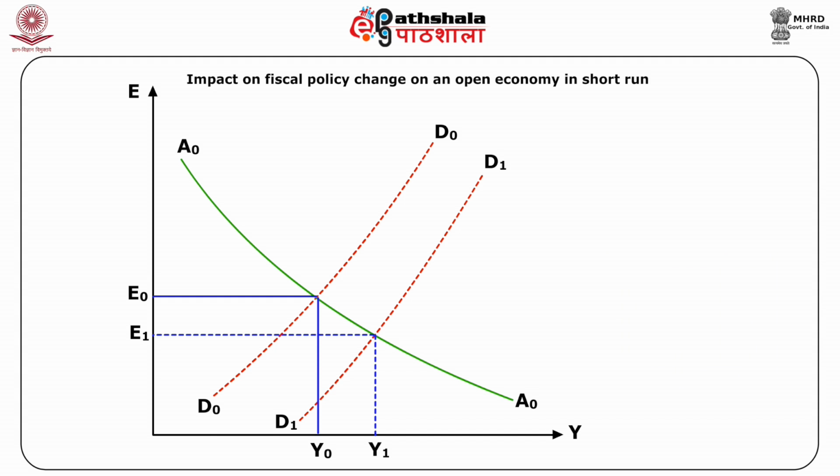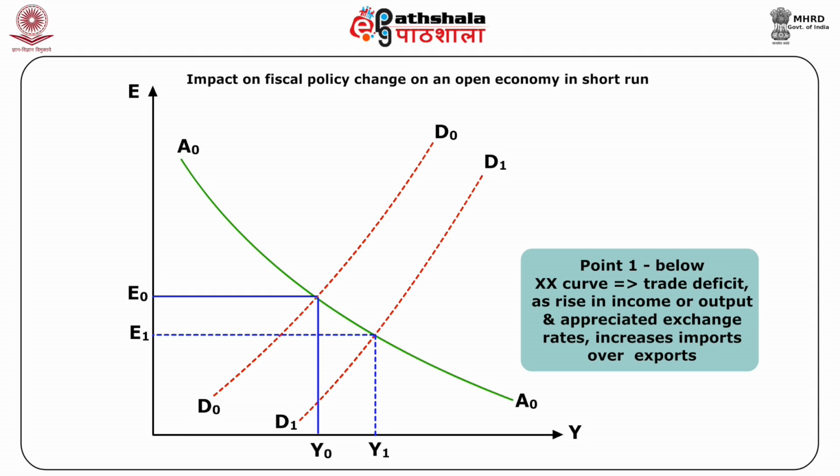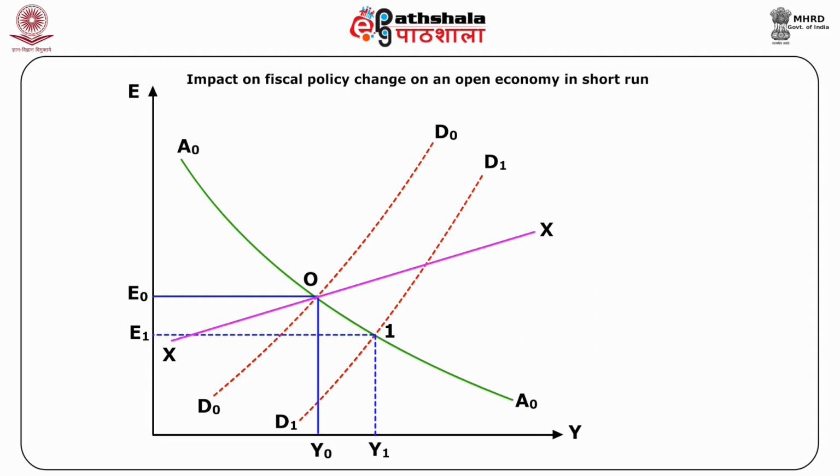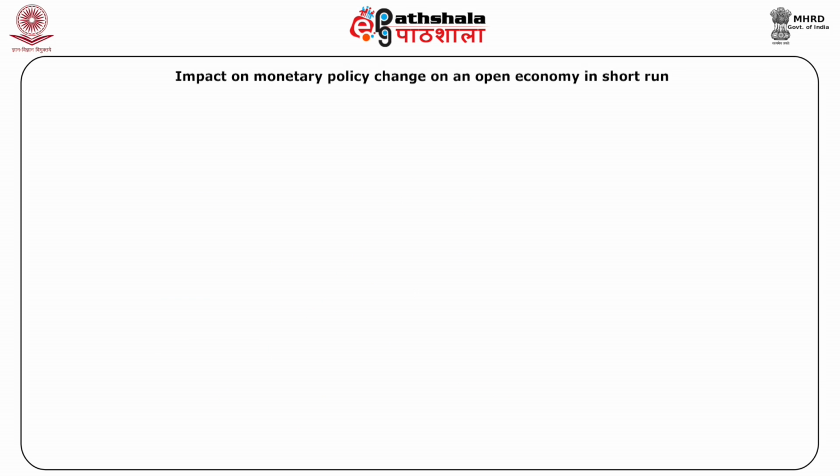Note that the new equilibrium attained at point 1 is below the XX curve. There is a trade deficit, as the rise in income or output and the appreciated exchange rate increase imports over exports. The opposite will be the case if there is a fiscal contraction. Now we study the impact of monetary policy change on an open economy in the short run. Suppose there is a monetary expansion.